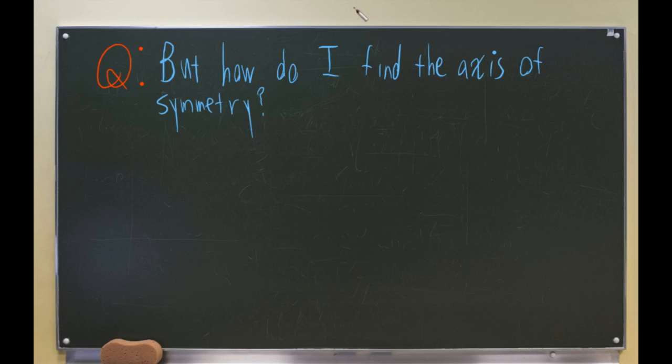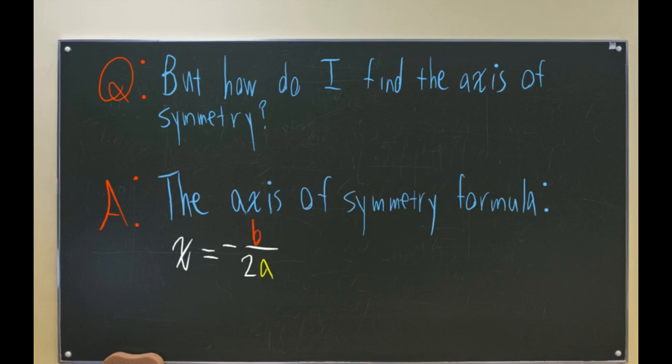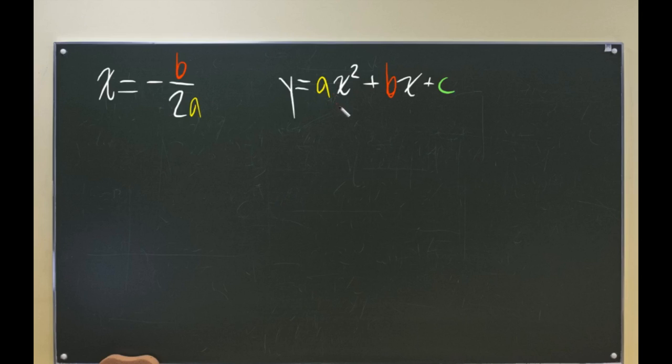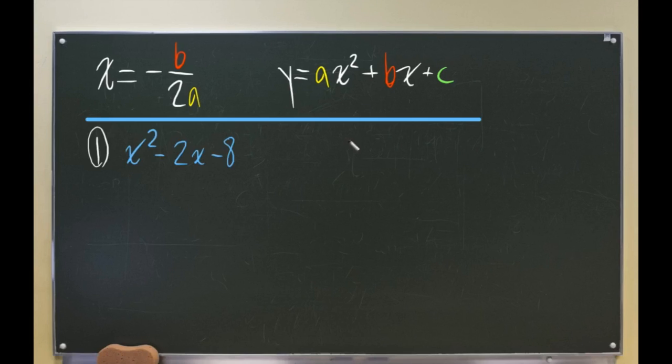And before we get into that, how do we find it? Well, we have to use this formula. X equals negative b divided by 2a. So that's where standard form is going to come in. We're going to find our axis of symmetry by going back to our standard form and getting our b and a and plugging it in to our formula for the axis of symmetry.